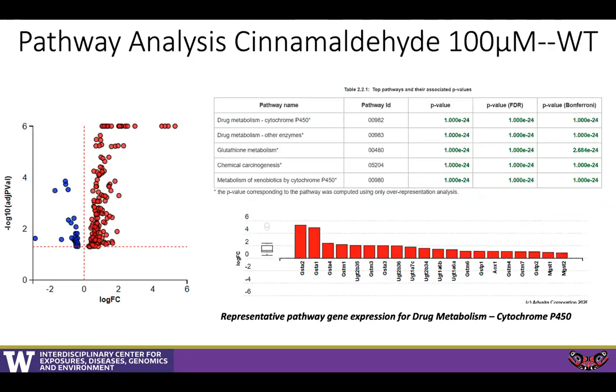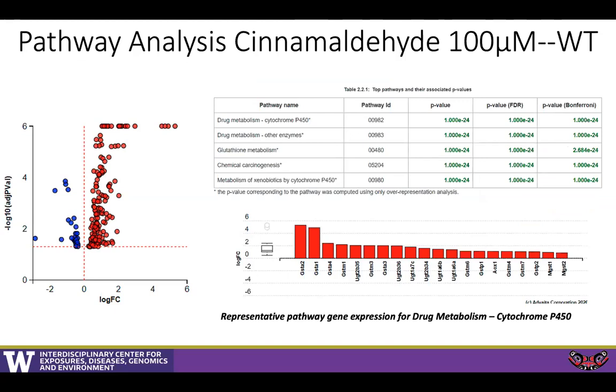data, we submitted them to our pathway analysis, and showing here the effects of cinnamaldehyde at 100 micromolar in the wild type cells, a dramatic upregulation of a number of genes involved in drug metabolism, especially those that are P450 and other phase 2 enzymes. Glutathione metabolism, as expected, is upregulated.